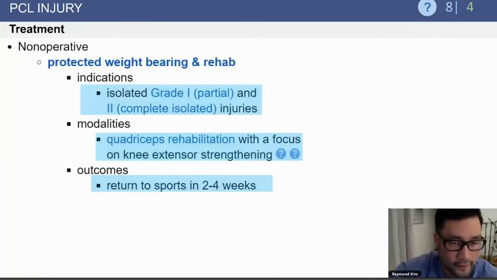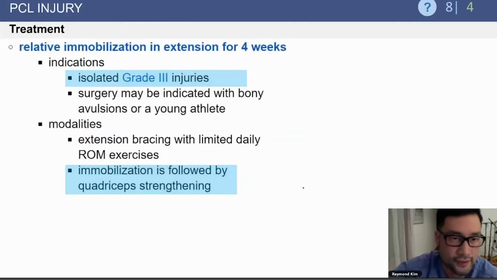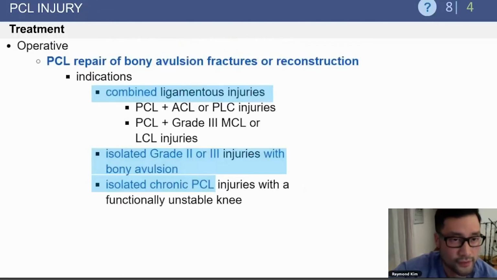And if they're involved in sports, they can return to sports in 4 weeks. For grade 3 injuries, you can immobilize these patients for 4 weeks, and you would immobilize these in extension, and afterwards you would rehab these patients by strengthening their quadriceps muscles.